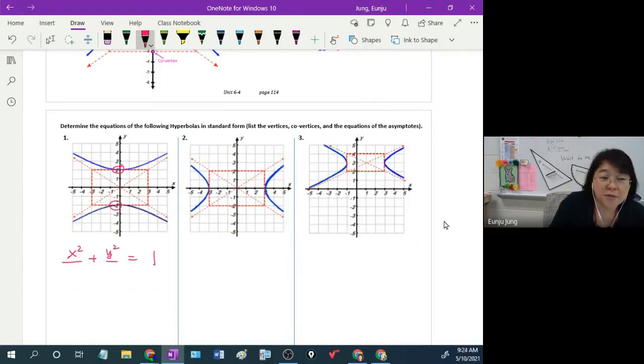Square it, what do we get? 4. So that is the number with y. All right, and this is the transverse axis because the vertex is passing through that axis. What number goes with the x squared? That's right, that will be from -3 and 3, which makes square the number, that is 9. So that is the equation of a hyperbola.